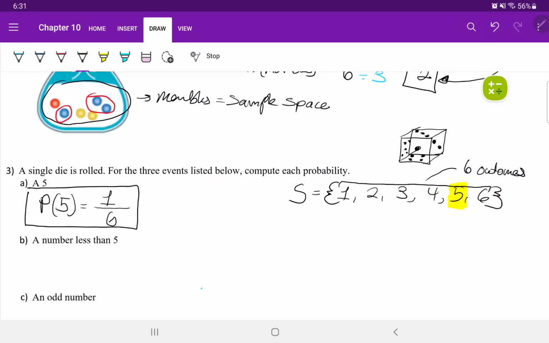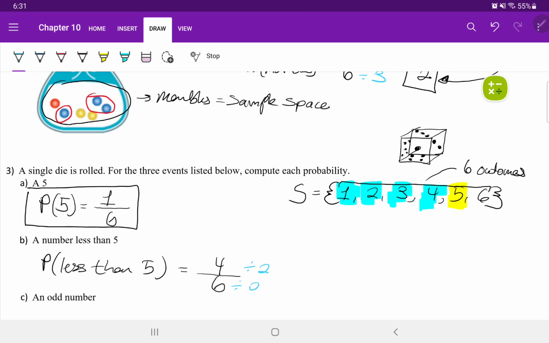Now, I want to look for a number less than 5. To find the probability the number is less than 5, out of 6 options, I want to identify all the numbers that are less than 5. And if I look here, the numbers 1, 2, 3, and 4. These 4 numbers are less than 5. So the probability of less than 5 is 4/6. I can reduce that fraction 4/6 by dividing the numerator and denominator by 2, which is going to give me 2/3.